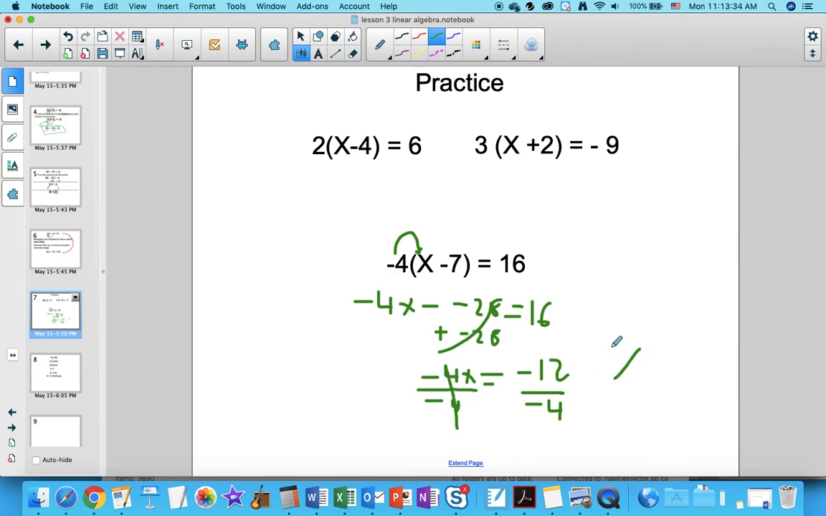Cancel, cancel. Negative 12 divided by negative 4. Negative divided by negative is positive. Good. 12 divided by 4 is 3. So answer is 3, and I can check my answer. 3 minus 7 is negative 4. Negative 4 times negative 4 is 16. So the tricky part is when the integers start coming in.